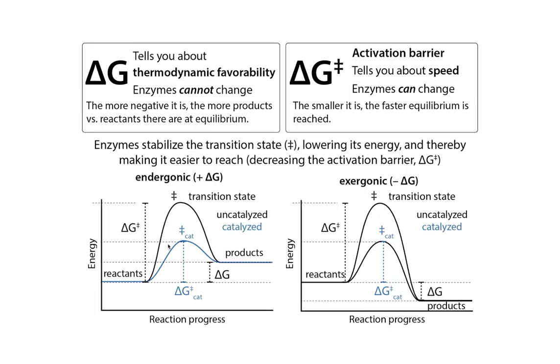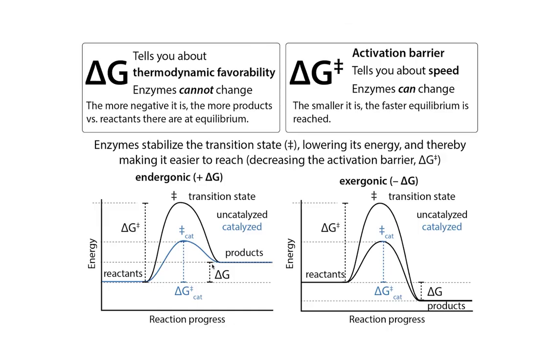Enzymes are going to make it easier to get over that transition state. And they're going to be doing this by stabilizing the transition state. So the higher we are on our y-axis, the less stable we are. The lower we are on the y-axis, the more stable we are. And so we want to lower the energy of the transition state, making the difference in energy between the intermediate before it and that transition state smaller so that it's easier for the molecules to get to the transition state.